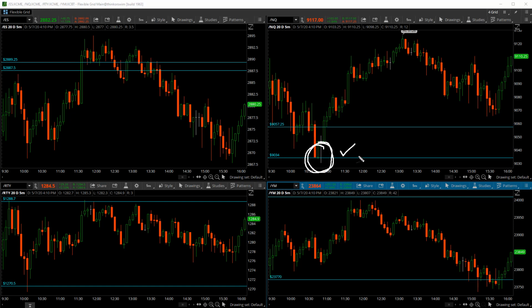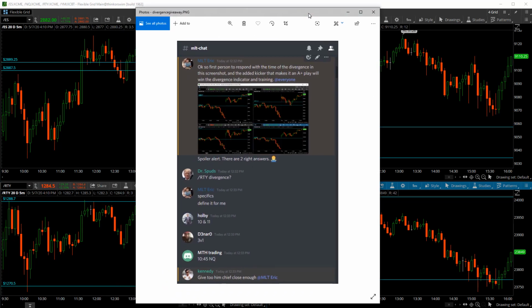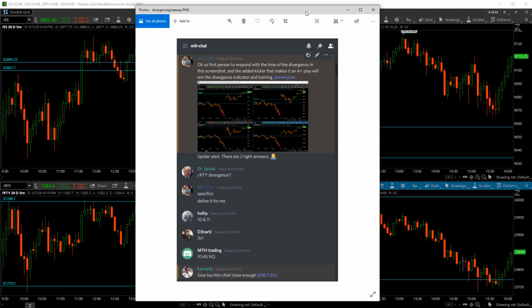Now it gets an extra check and turns into an A plus trade for a couple of reasons here. And this is exactly what I quizzed members on today in the trading room. So I popped the question in there. I saw this setup. I was working on the options course and needed some screenshots. I logged in and I saw this. So I asked the first person that can respond with the time of the divergence in this screenshot and the kicker that makes it an A plus play will win the divergence indicator and the free training that I have on this particular strategy. I only use two strategies, level to level and divergence. Spoiler alert, there's two right answers.